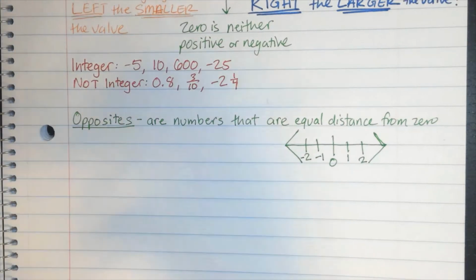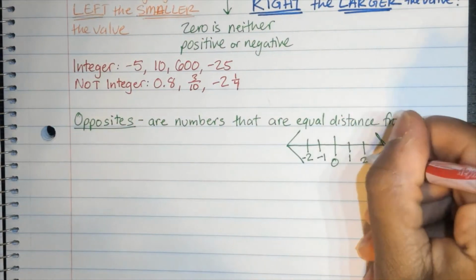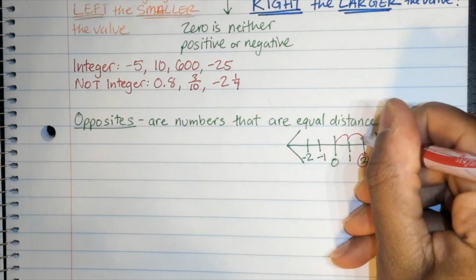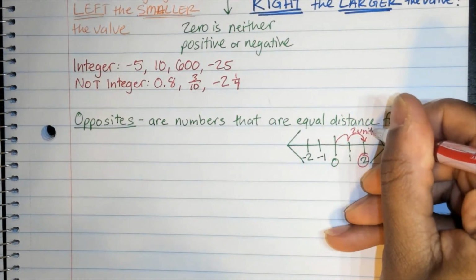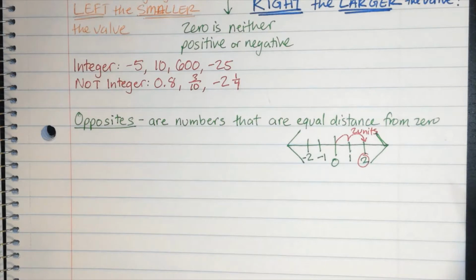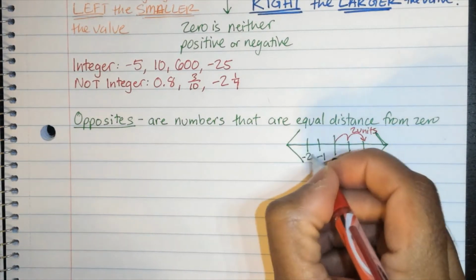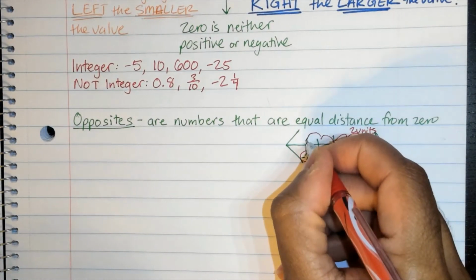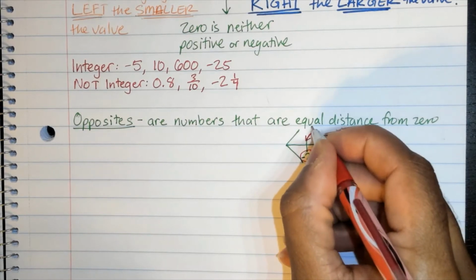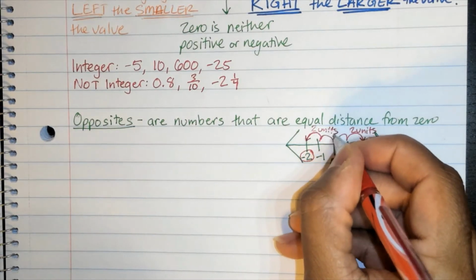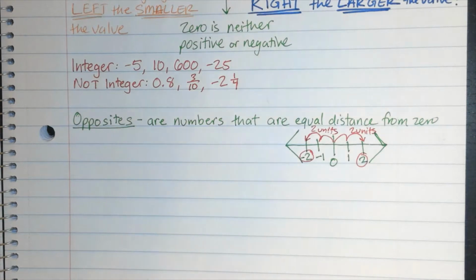Let's look at that. To go to positive 2, we go 1, 2 spaces, or you can even say 2 units. To go to negative 2, same thing, we go 1, 2 units. So 1, 2 units. Hopefully y'all can see that. I know it's kind of small.